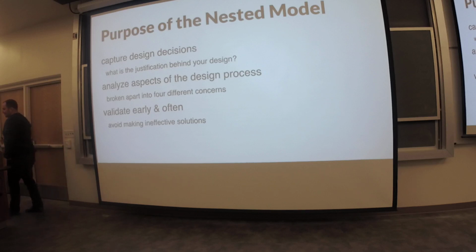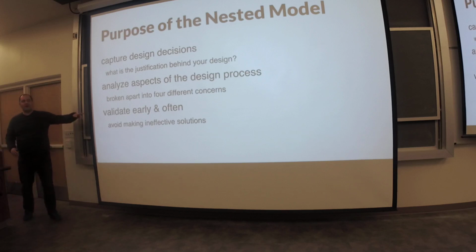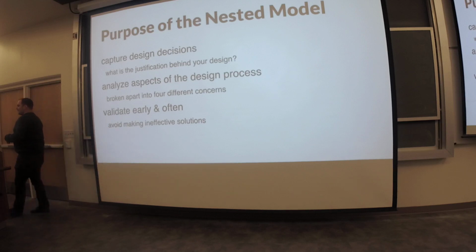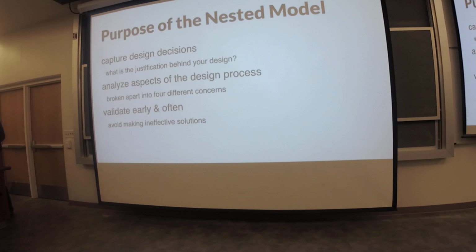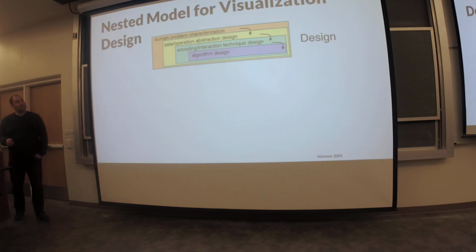to analyze aspects of the design process broken apart into these 4 different concerns. And these concerns are very different, as you'll see. The other thing it really emphasizes is that you can validate your design at each of those steps. You can validate either immediately before you build something or afterwards, after you have built something. And you will get different quality evidence for each of those steps. So the goal is, of course, to be a better visualization designer, so that you avoid making ineffective solutions. So this is the 4-step model that we talked about.